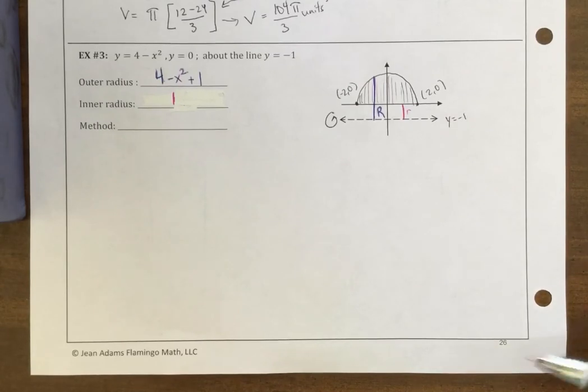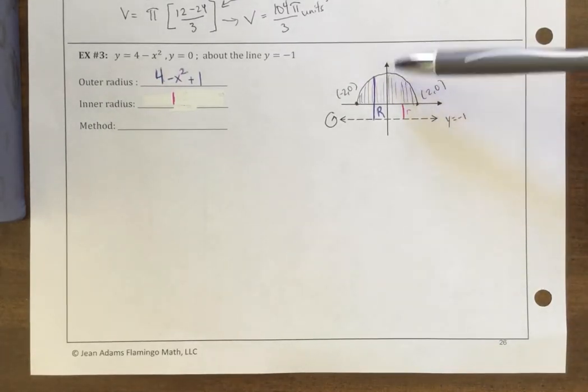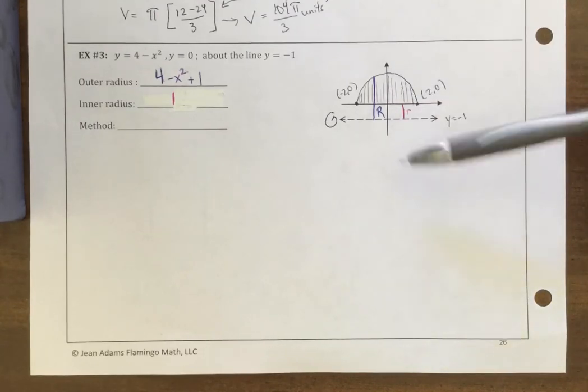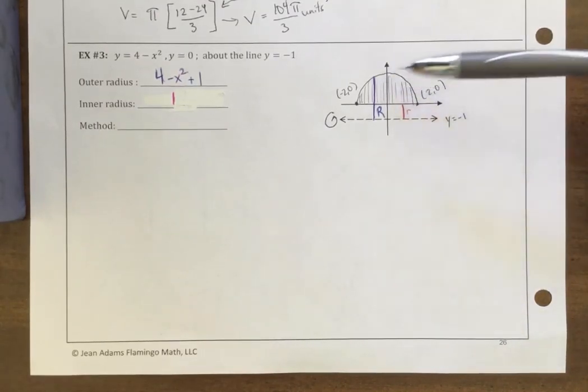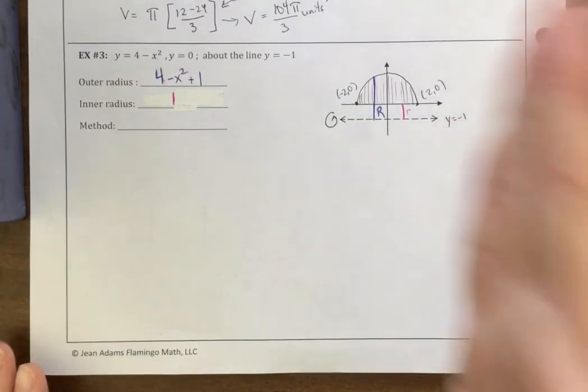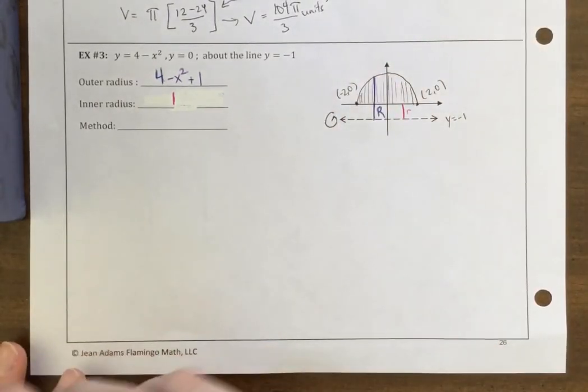When we're thinking about the method we're using here, again, if I were to spin this around this line y equals -1, we end up with, again, a sort of sphere shape with a hole in it, kind of like we had in that other problem. So this is really a washer problem, because when I slice it up, it's going to have a hole in the middle like a donut would.